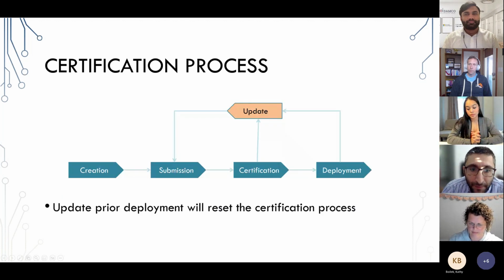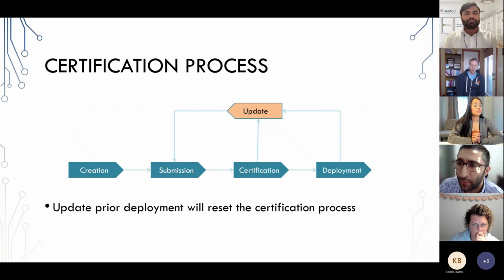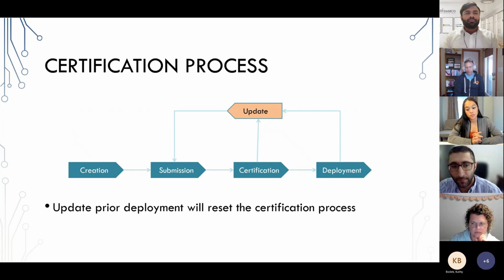And now, this is a very good point, and I think all partners should be aware of this. We allow updating the connector during the certification process and after it gets deployed, of course. But any update during the certification process will reset the process to the beginning. You will go back to the first step, where you need to submit a pull request with your updated artifacts.